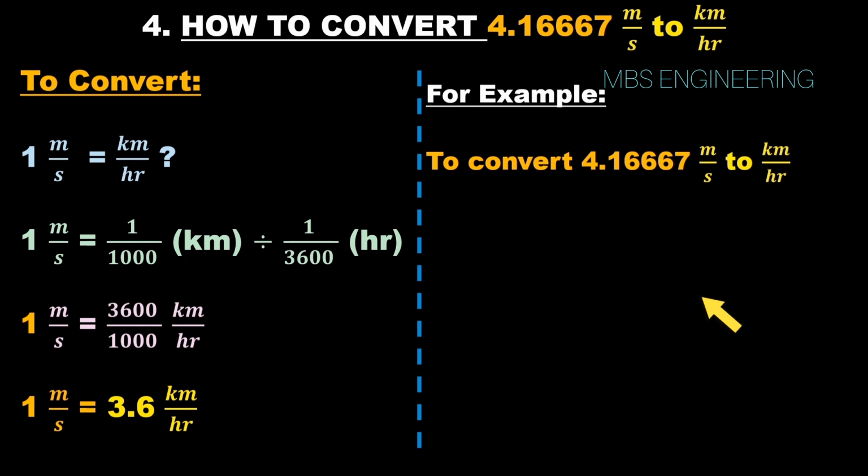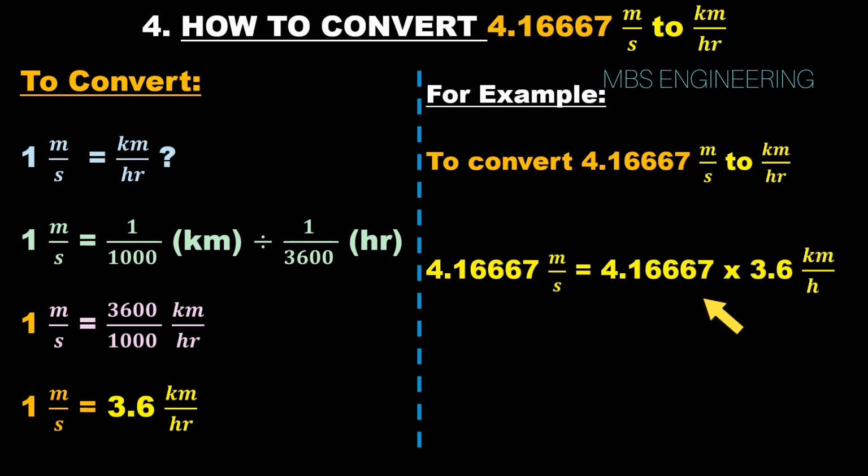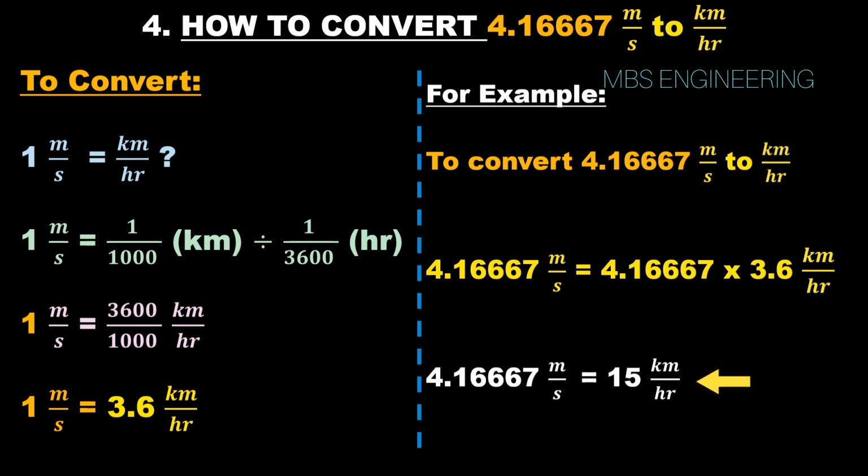Then, 4.16667 meters per second is equal to 4.16667 multiplied by 3.6 kilometers per hour. 4.16667 meters per second is equal to 15 kilometers per hour.